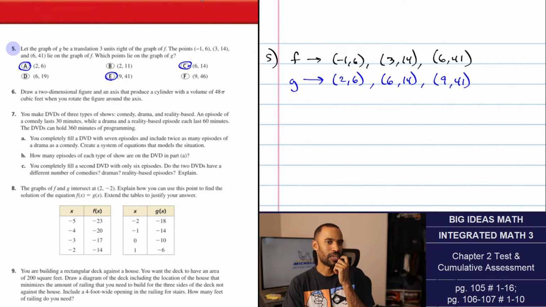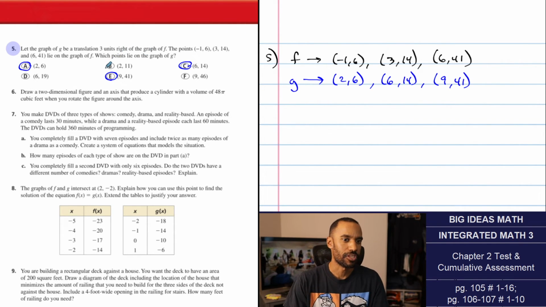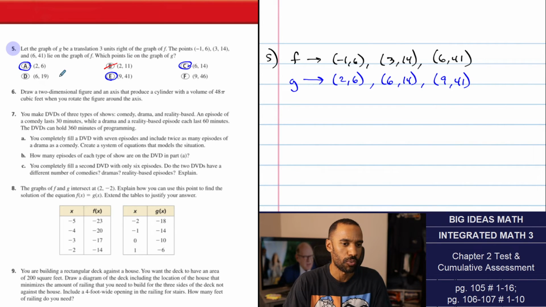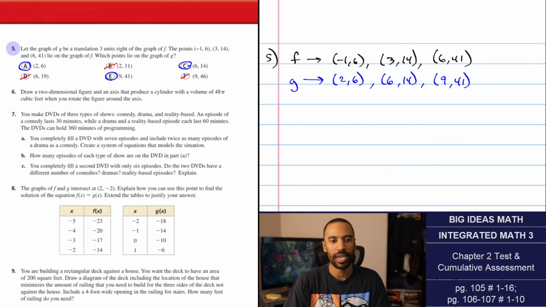Now, the other 3... Okay, I see what they did. They either added 3 on X or added 3 on Y. Now, this is impossible to be on G because you can't have two Ys for the same X. 6, 14 and 6, 19, that's impossible, and that'd be impossible. Okay, so A, C, and E. Those are the ones.